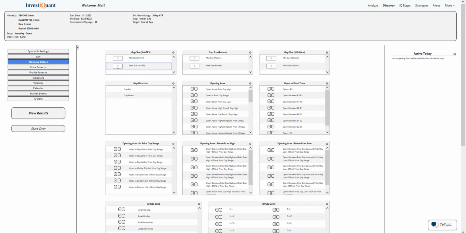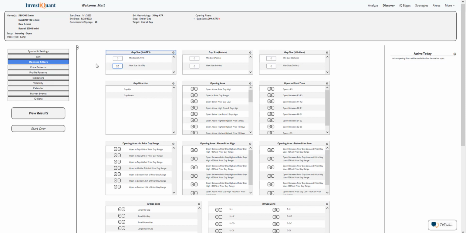I'm going to use a gap size by percent of the 5-day ATR for this study because I don't know if we're going to be up or down, but right now we're trading right around yesterday's close. So I'm going to type in 20% as a maximum gap size. This means the opening price can be within 20% of the 5-day ATR away from the prior closing price, which equals about 12 points today in the S&P. It doesn't matter if it's up or down.